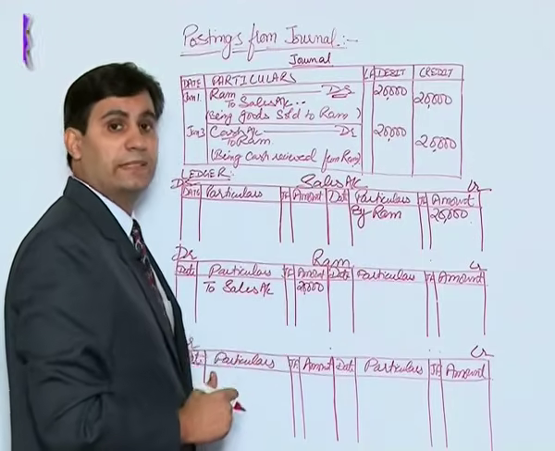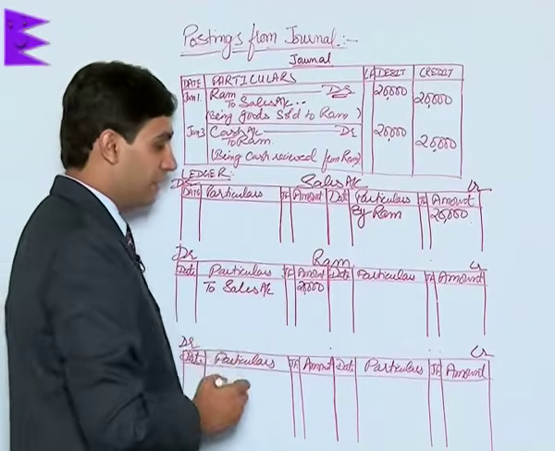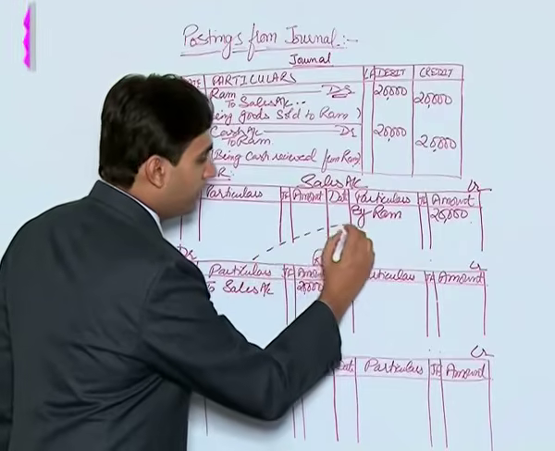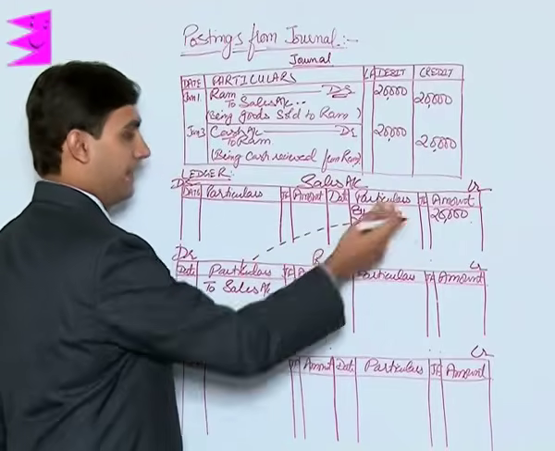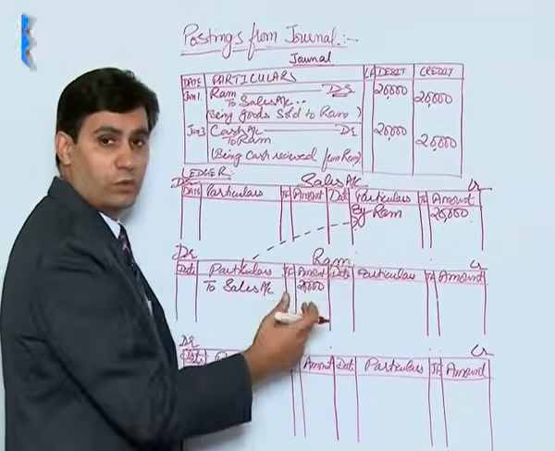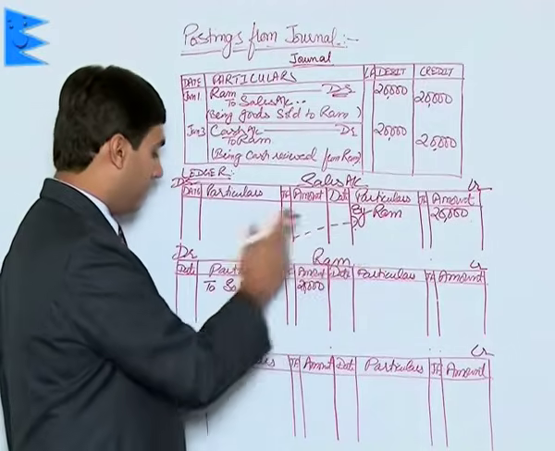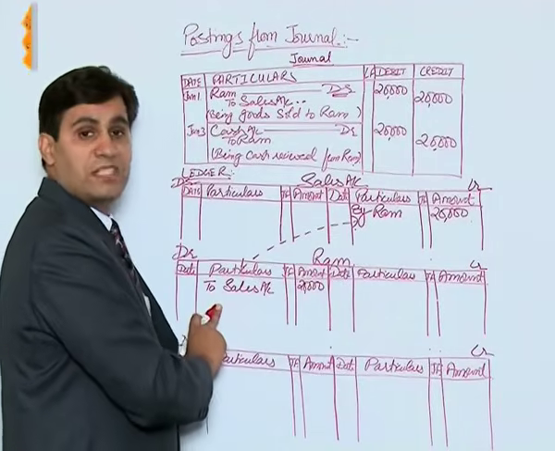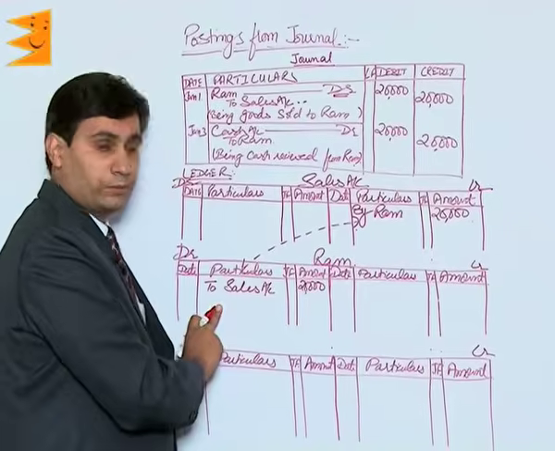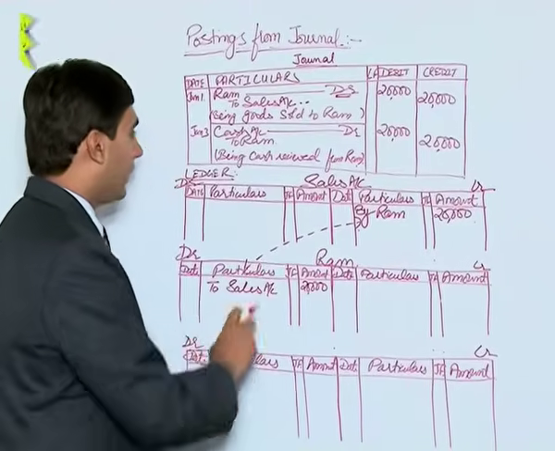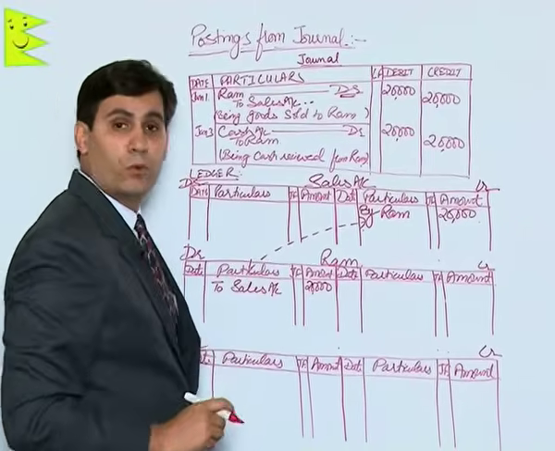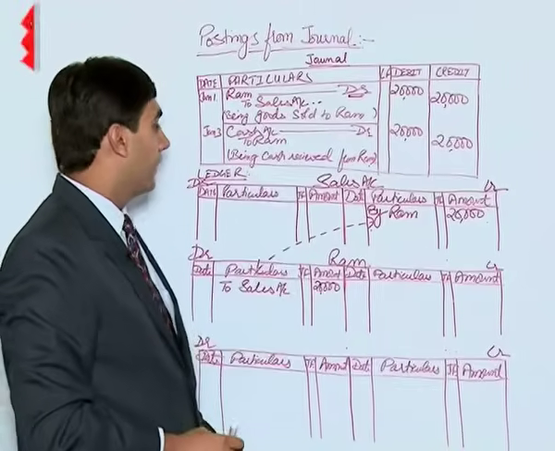Just remember that there is a cross entry. Cross entry means, I am highlighting it using this arrow, an entry on the credit side of one account is corresponded by an entry on the debit side of the other account. Now students, let us try and post the second journal entry.